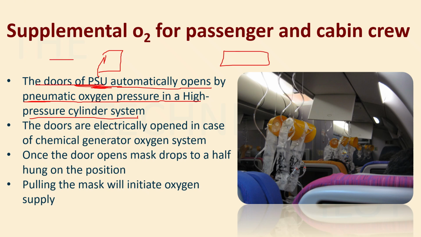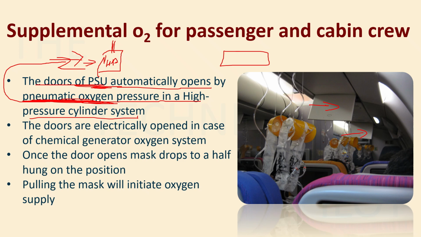So in case of a high pressure oxygen cylinder, since the pressure is very, very high since the beginning, the doors, these doors that you're seeing over here, these are your passenger service unit doors. These doors are opened automatically by the pneumatic pressure, because of the pressure of oxygen in case of your high pressure cylinder system like this. So in this kind of system, the doors automatically open because the pressure is already high, right? It is a high pressure system.